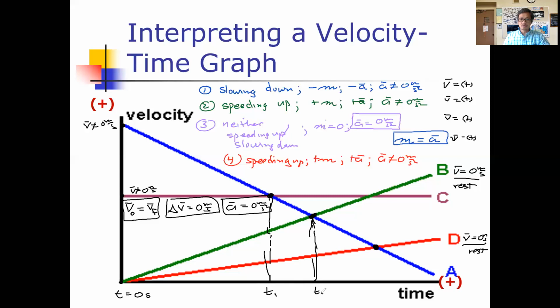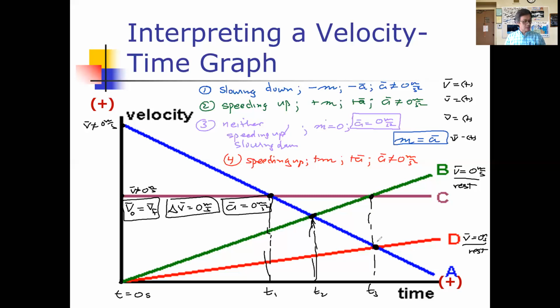At time 2 here, all it simply means is that object B and object A had the same speed. They had the same velocity. And at this particular time interval here, we'll call this time T3, object B and C had the same velocity, and object A and D had the same velocity. That's what those intersections mean. It does not mean that the objects met. It just means that at that moment in time, they had the same velocities.